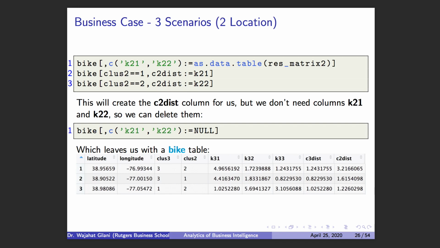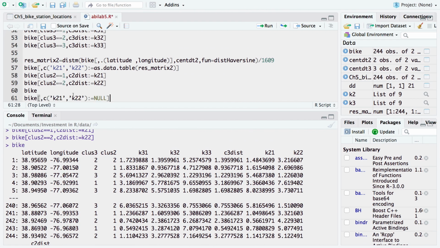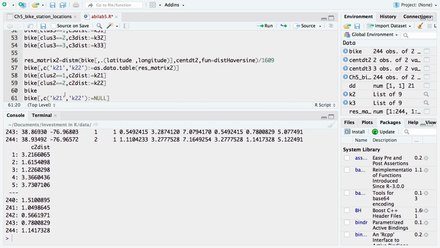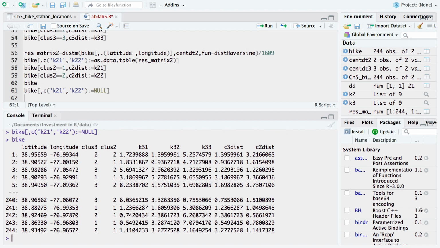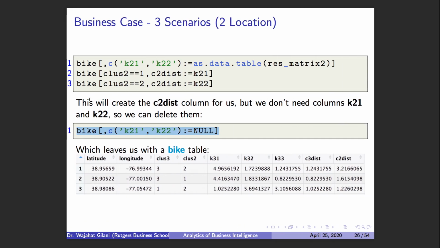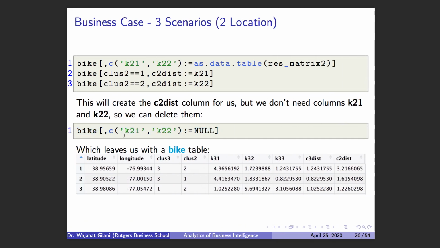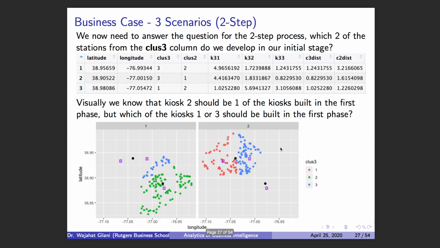And deleting those columns is relatively easy, guys. You just basically select the columns you want, one or more, and you set them equal to null. And that's how easy it is to delete columns in data tables. And that's it, you're done. If I click type bike here, notice those two columns are gone. Very easy. All right, so now we have the bike table, and we have something that looks like this.